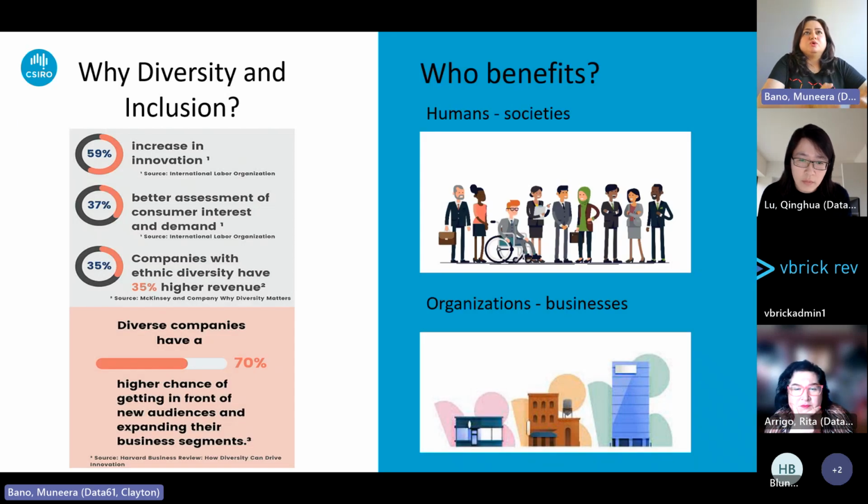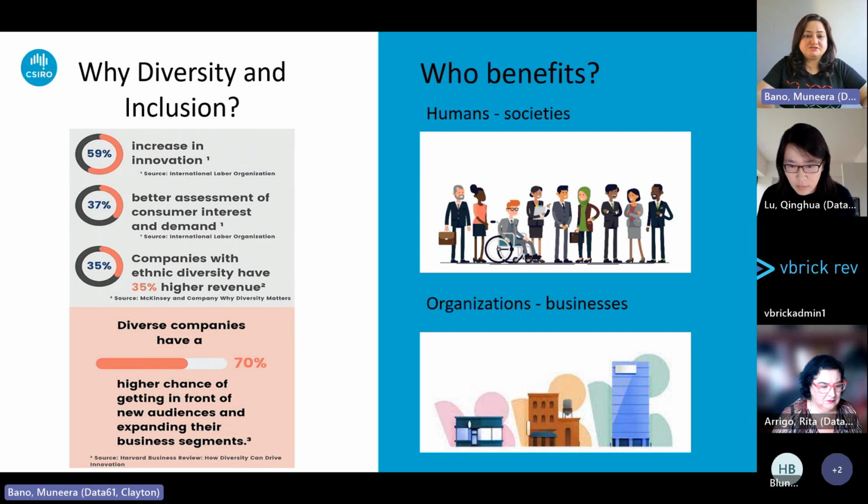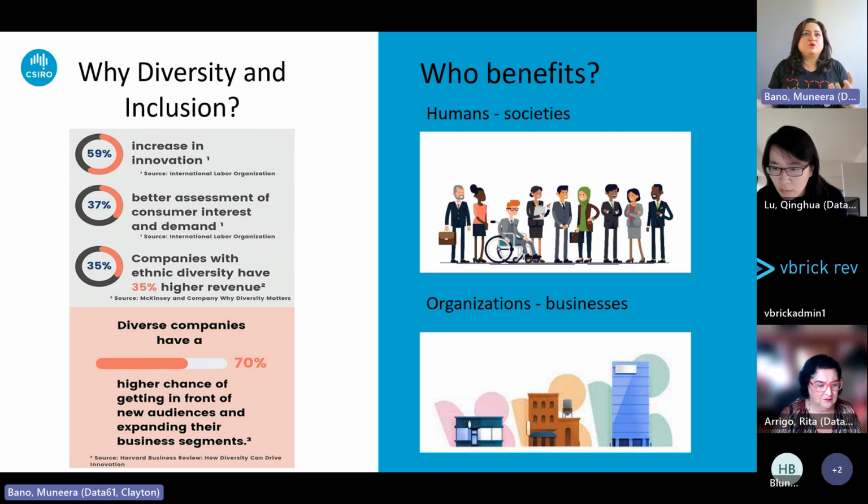First, why do diversity and inclusion at all? AI or not, research has shown that D&I has benefits for societies, organizations, and businesses. It has led to increased innovation and better assessment of consumer interest and demand. Companies with ethnic diversity have 35% higher revenue and a higher chance of reaching their audience and expanding their business segments. So given these benefits, why can't we implement them when it comes to AI?